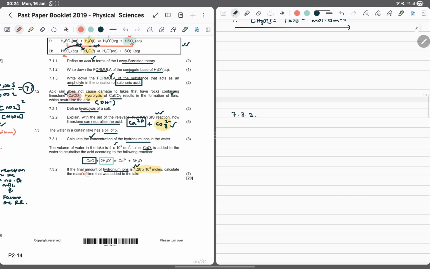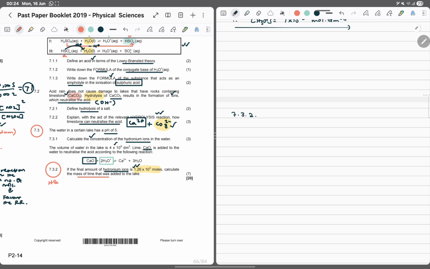Okay, we are to calculate the mass of lime that was added to the lake. Okay, so we know that the concentration here is coming from 7.3. Remember, this is the major one. This is the umbrella. And of course, this is the higher grade question, which is going to beg some serious answers from us.